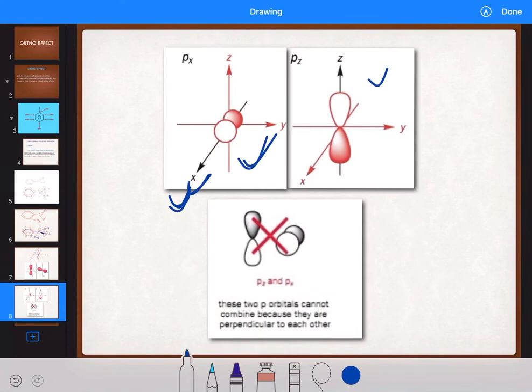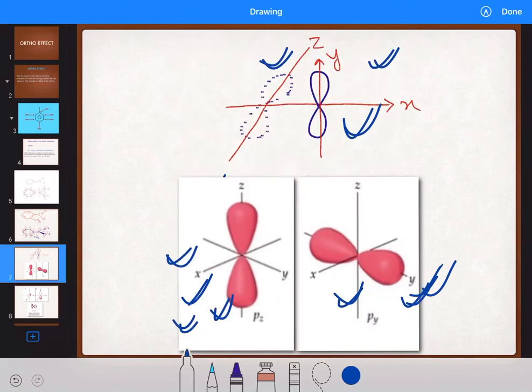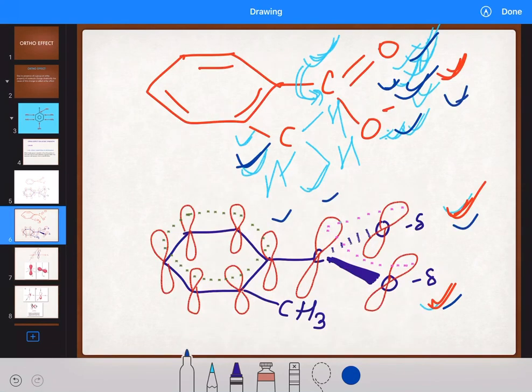See the next image, which is more clear. So there is no possibility of overlapping between these two orbitals, which is also written here. Pz and px cannot overlap, pz and py cannot overlap, px and py cannot overlap, because these orbitals are perpendicular to each other. That perpendicular nature I am representing here. This is the z axis, this is the y axis, and it is their 2D representation. Now I hope you will get it. Since these two orbitals are perpendicular to each other, there is no possibility of overlapping.